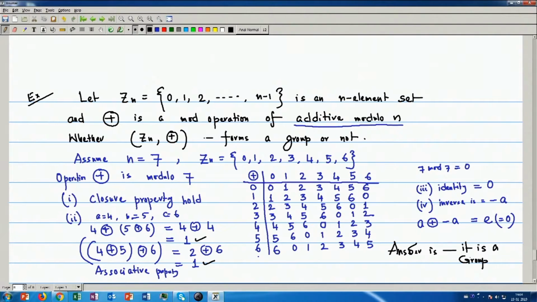So, additive modulo 7, now we can generalize that additive modulo n on the set Zn, with elements 0, 1 to n minus 1, always forms a group.